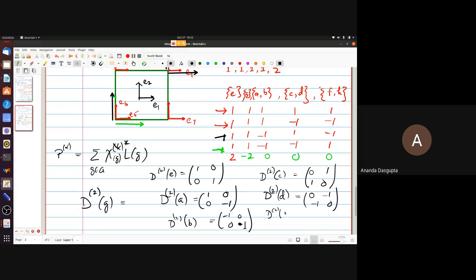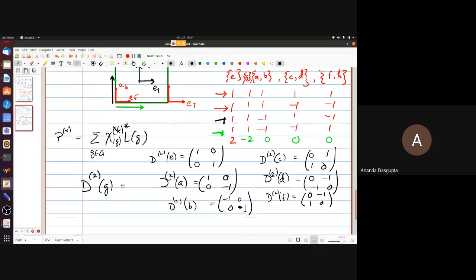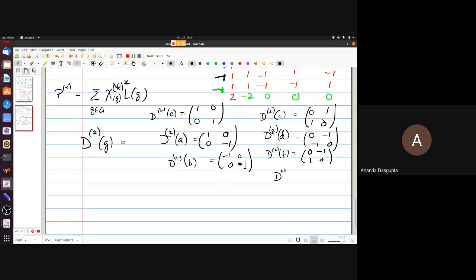D2F, 90-degree rotation. E1 becomes E2, right? So 0, 1. E2 becomes minus E1. D2G.